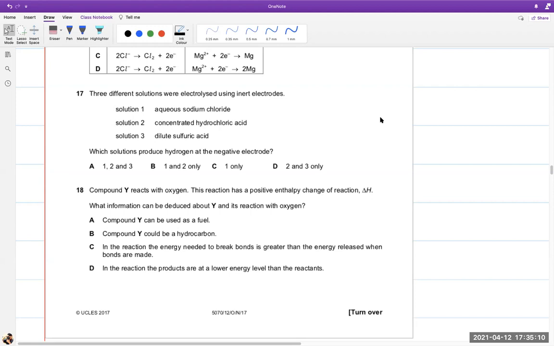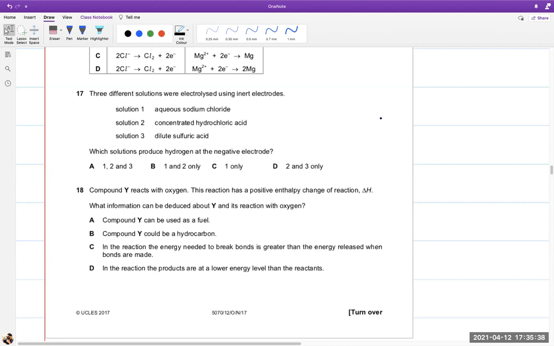Concentrated HCl. This is again, acid is going to break down, but acid में H positive होता है, water में भी H positive होता है. So hydrogen is the one that's going to come. Obviously, it's going to come from the acid. And number 3, dilute sulfuric acid. So dilute acid breaks water. The electrolysis is always for water and dilute acids. So again, water. So hydrogen. So 1, 2, and 3 all produce hydrogen gas.